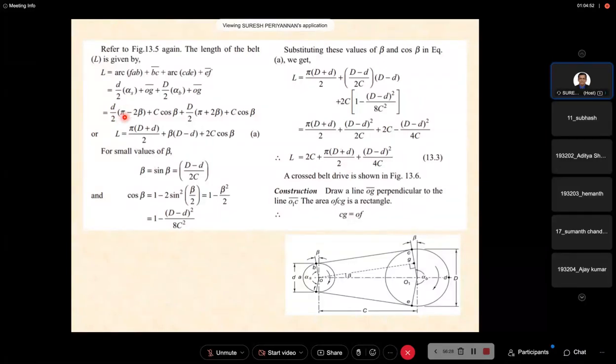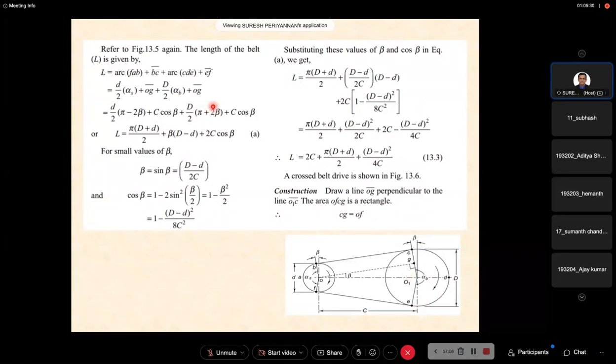Earlier we know this is d by 2 into pi minus 2 beta, the less than 180 degree angle alpha s. Then plus (pi minus 2 beta) times C cos beta. C cos beta is this OG, the adjacent side. Take this right angle triangle and find OG: OG is nothing but C cos beta, because C is the O1 distance, the hypotenuse dimension. Then come to the bigger side pulley, D by 2, this is greater than 180 degrees.